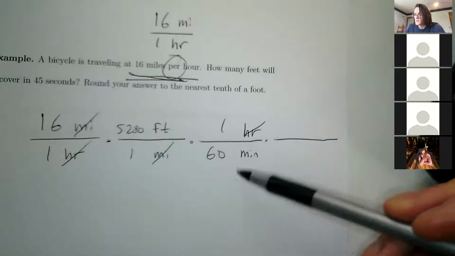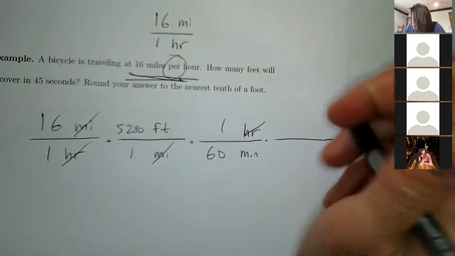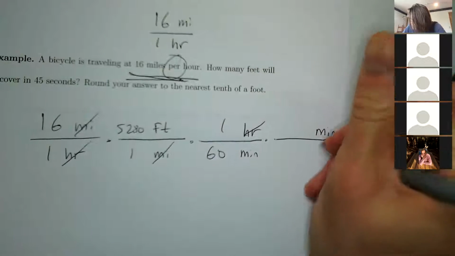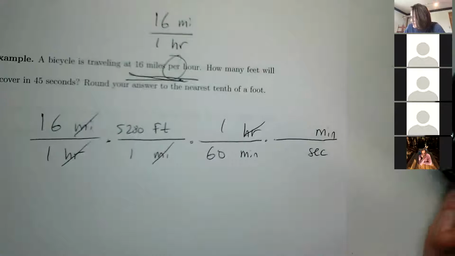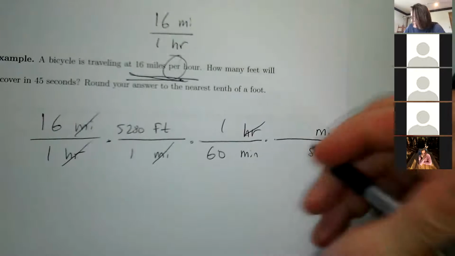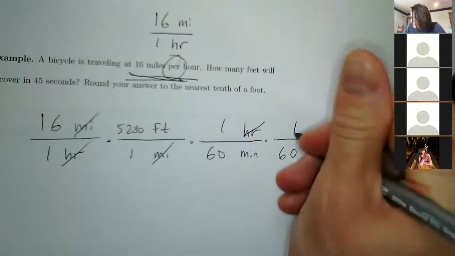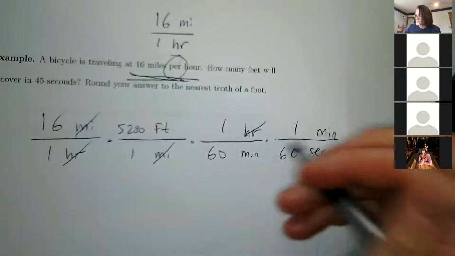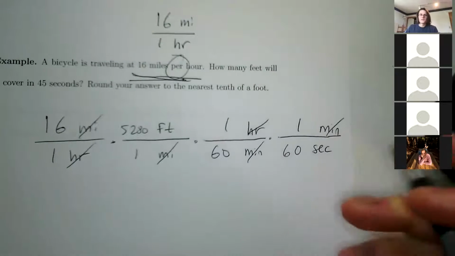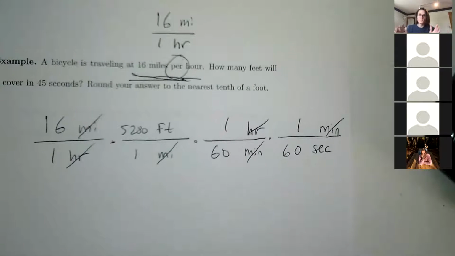So I just need to get rid of these minutes and convert them to seconds. So minutes go up here, seconds go down there. And again, same question, how many seconds in a minute? Hopefully you should say 60. And now we're good because the minutes finally cancel. So now we have our rate in the appropriate units that are compatible with what the question is asking.